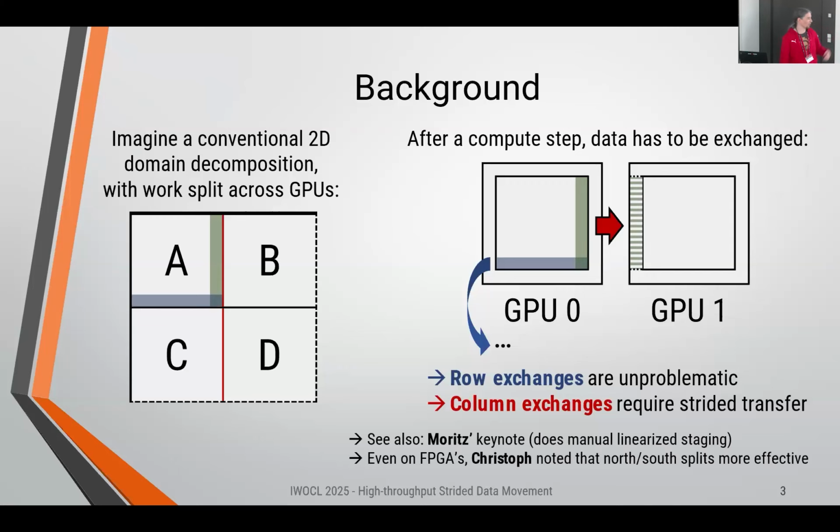We saw this already on the first day of IWOCL this year in two ways. In the keynote, we heard that all the data is manually linearized before being transferred, because otherwise it would perform worse. And even on FPGAs, which has very little to do with what I'm presenting here, it was interesting to me that Christoph mentioned that they found their north-south splits were a bit more effective than the other way around. So this is probably also related to this effect.